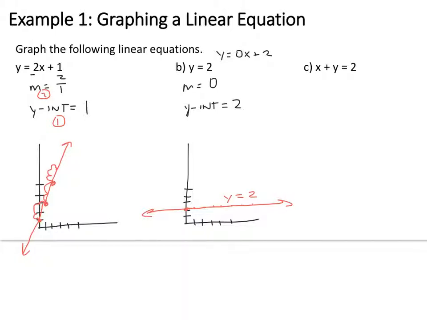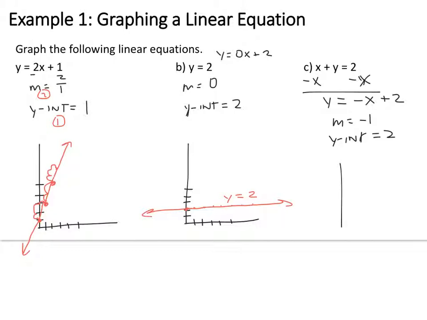One more example. Now this one you're going to look at and see that it's not in slope-intercept form yet. My x and my y are on the same side. So in order to get it in slope-intercept form, I need to solve for my y. And so I'm going to end up with y equals negative x plus 2. Well, as you can see now, I end up with something that's in slope-intercept form. So my slope is negative 1. That's the coefficient in front of x. And my y-intercept is 2.